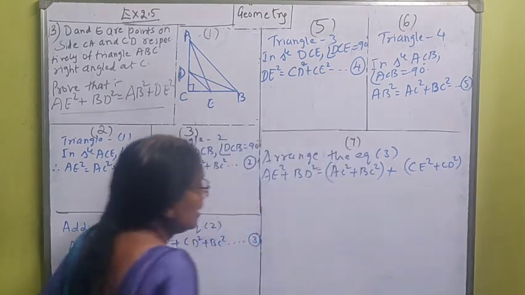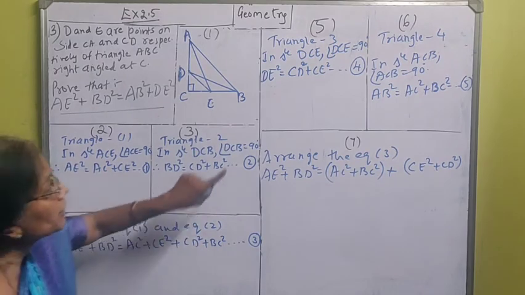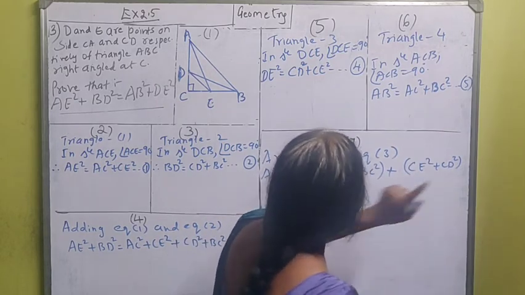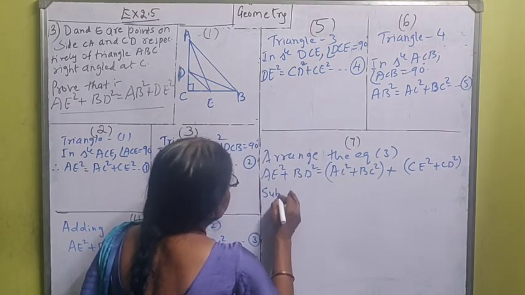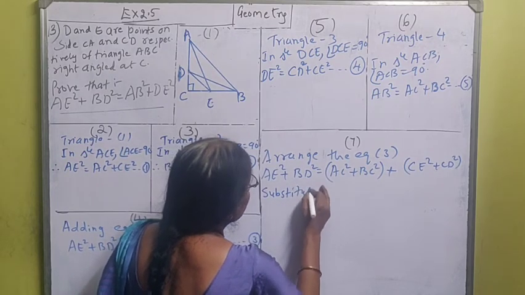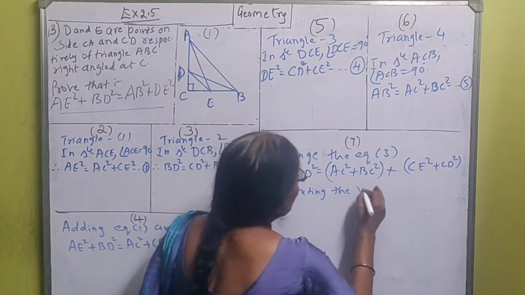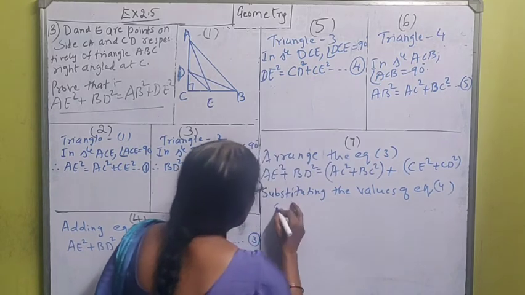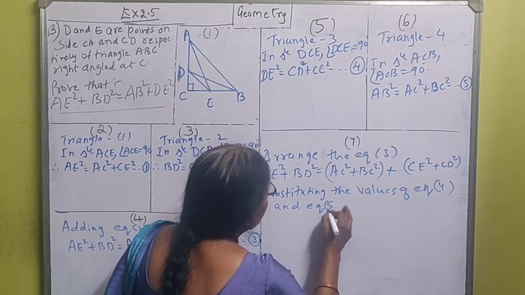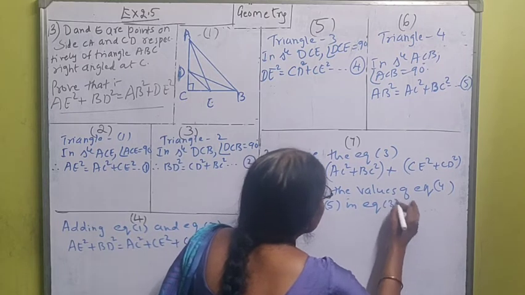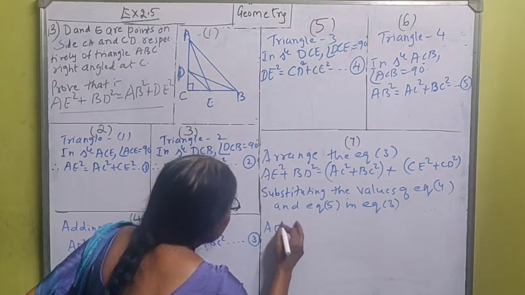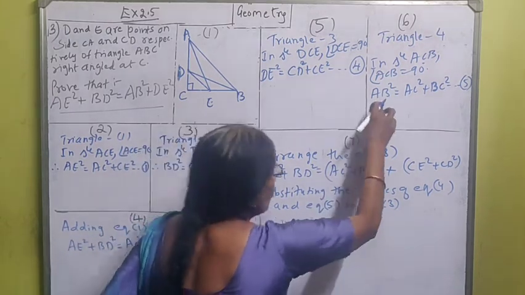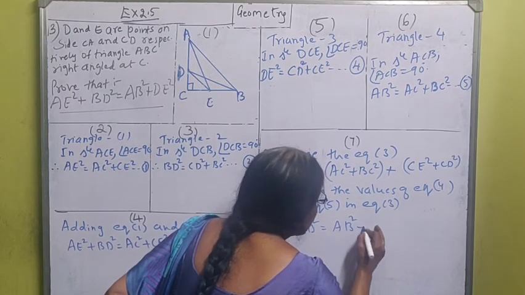I will arrange together. Now what I am going to do is substitute the values of equation 4 and equation 5 in equation number 3. So what shall I get? AE square plus BD square will remain as it is. AC square plus BC square is what? AB square. So I will write down the value as AB square.